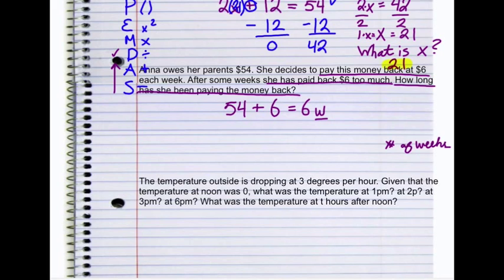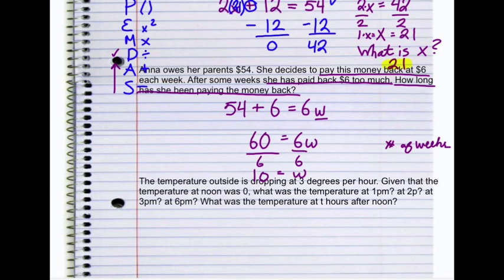Again, I'm going to use a similar technique by starting at the bottom of my PEMDAS, or my order of operations, and looking at the addition. 54 plus 6 is 60. 60 equals 6 W's. If 6 W's equals 60, how much does 1 W equal? Well, 6 divided by 6 is 1, or 1 W, so that's just a W. 60 divided by 6 is 10. So 10 is the number of weeks that she's been paying the money back.